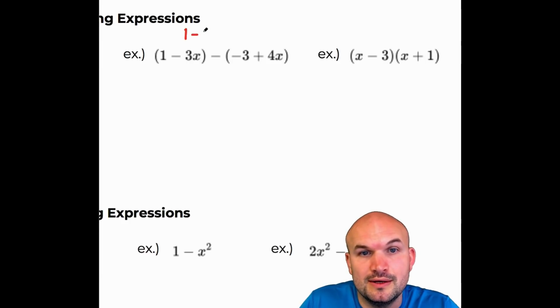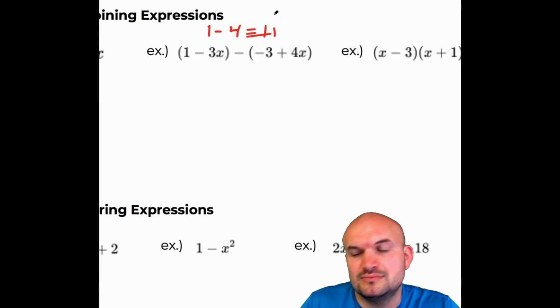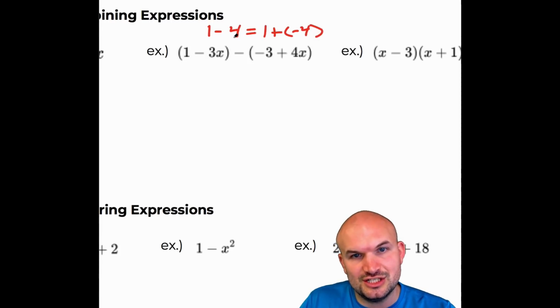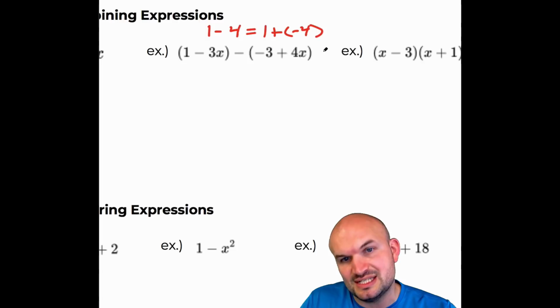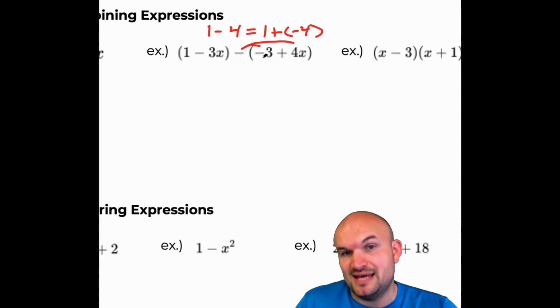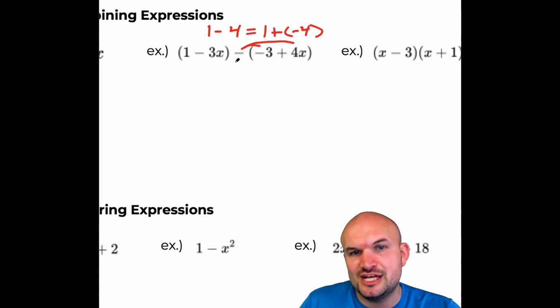Like 1 minus 4 is the same thing as 1 plus negative 4, right? So all we need to do is just change this to an addition and then distribute this negative. So the first thing I want to do is distribute the negative to both of my terms, right? You've got to apply the distributive property, and then I can change this to an addition.